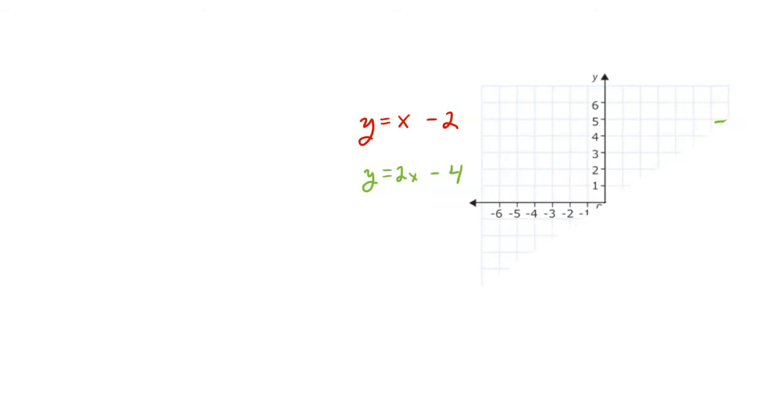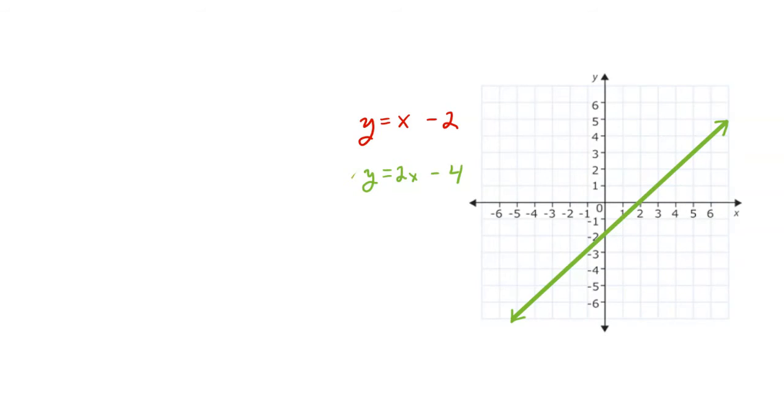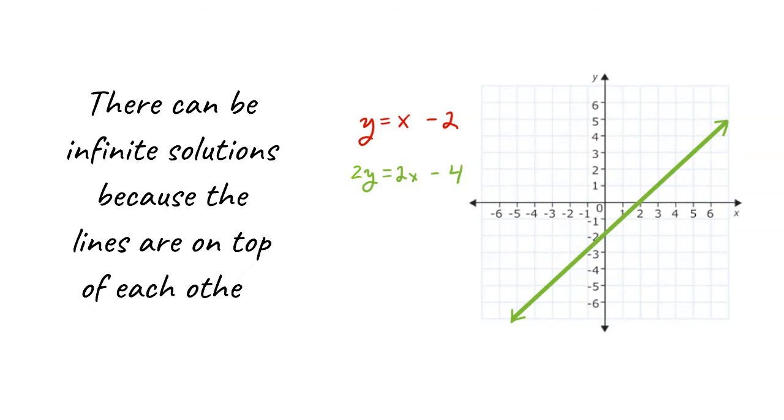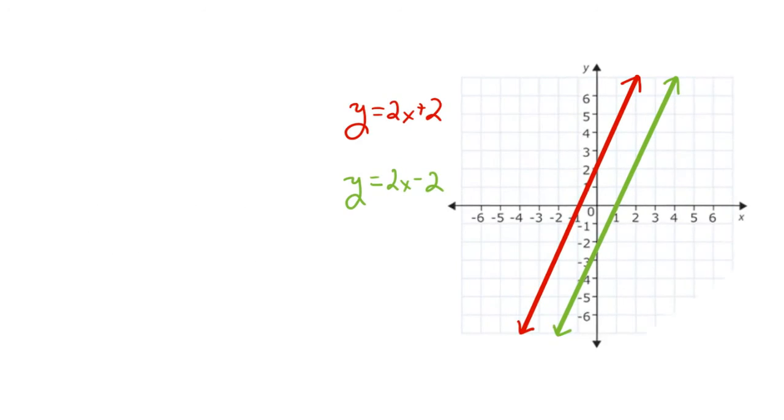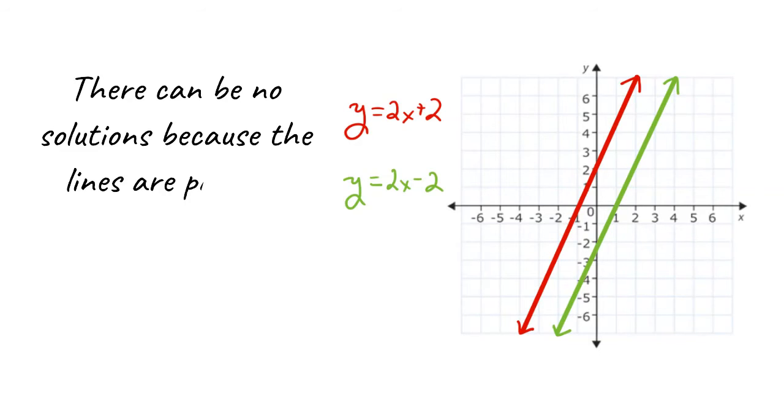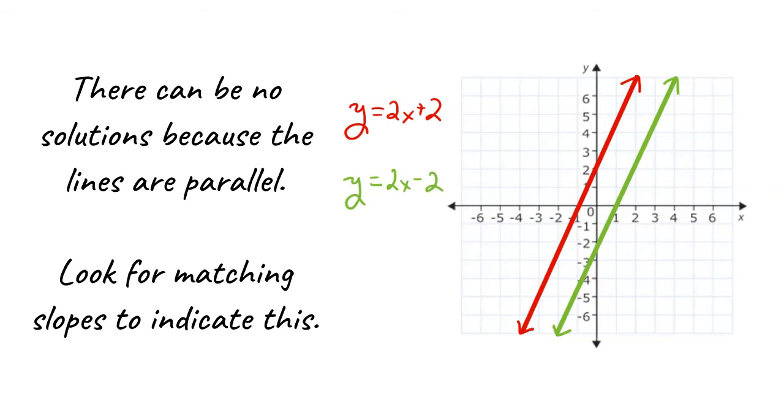There can also be infinite solutions because the lines are on top of each other. If you look, the 2 linear equations are just scaled up versions of one another. There can also be no solution because the lines are parallel and they never intersect. Look for matching slopes to indicate this.